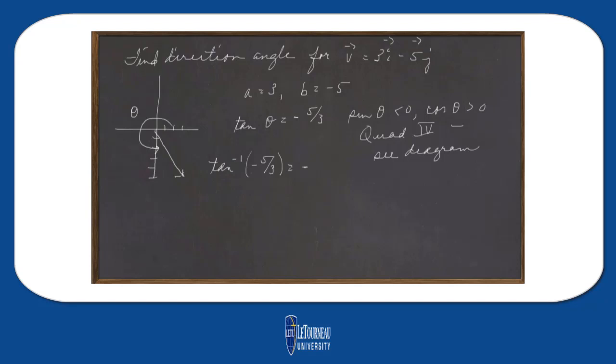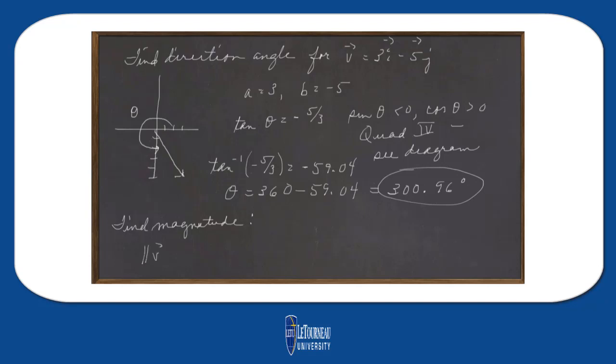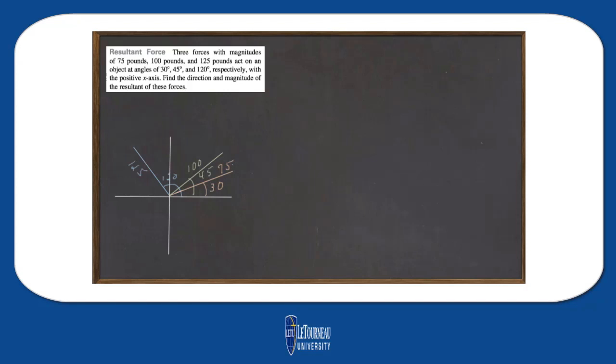So we want the inverse tangent of minus 5/3, which is minus 59.04. Subtract that from 360, and so our direction angle is 300.96. If we want to find the magnitude, then the magnitude of v would be equal to, and we have the formula there, the square root of 34.